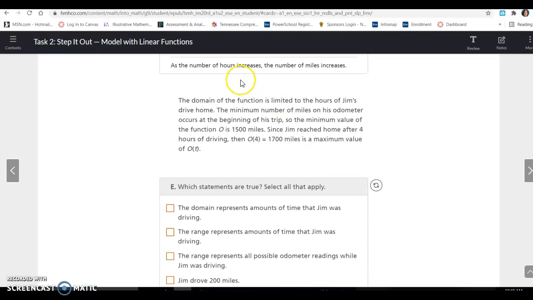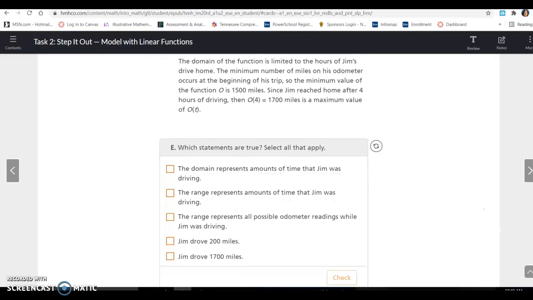All right, so it says the domain of the function is limited to the hours of Jim's drive home. The minimum number of miles on his odometer occurs at the beginning of his trip. So the minimum value of the function O is 1,500 miles. Since Jim reached home after 4 hours of driving, then O of 4 equals 1,700 miles, and that's a maximum value of O of t.